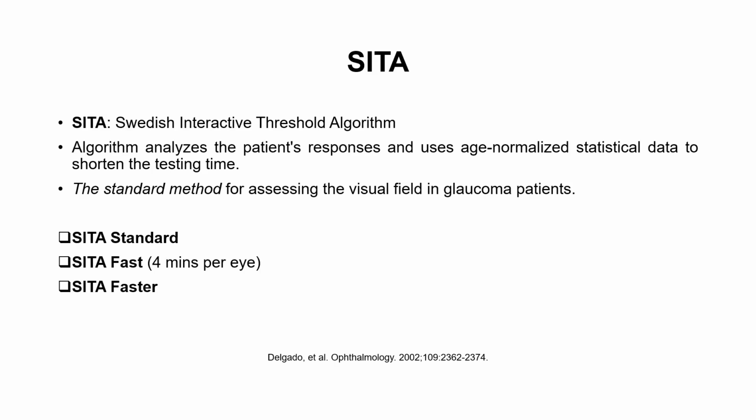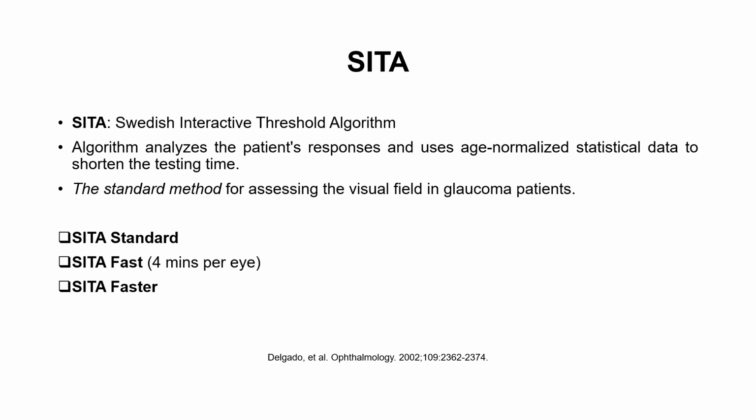But nowadays, the most common and standard method for assessing the visual field in glaucoma patients, on the Humphrey visual field, is SITA, the Swedish Interactive Threshold Algorithm. It's a very clever algorithm that analyzes the patient's responses and uses age-normalized statistical data to shorten the testing time. The main aim of SITA was to increase the speed without losing accuracy.